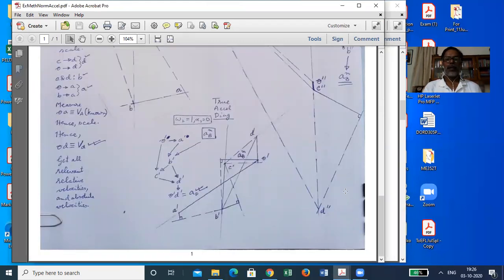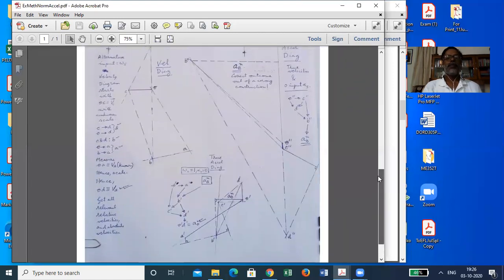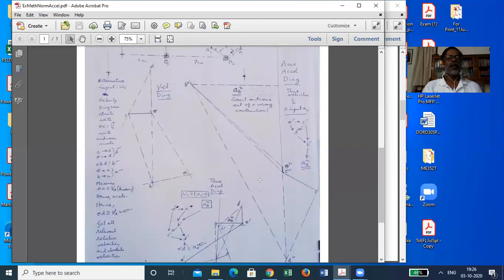I think you have to manage seeing things a little smaller. Yes. So whatever is written here, you can read later at leisure, but right now, let me explain to you.